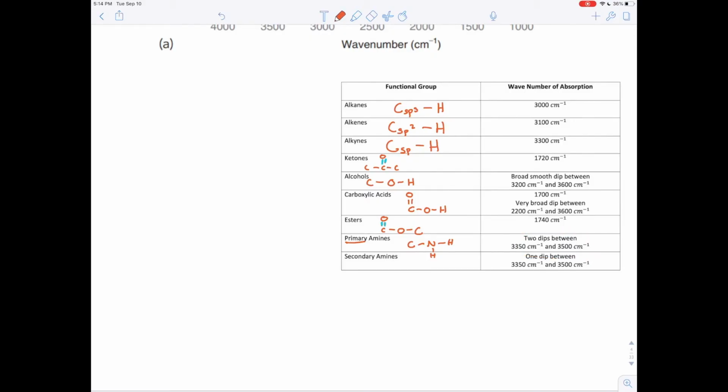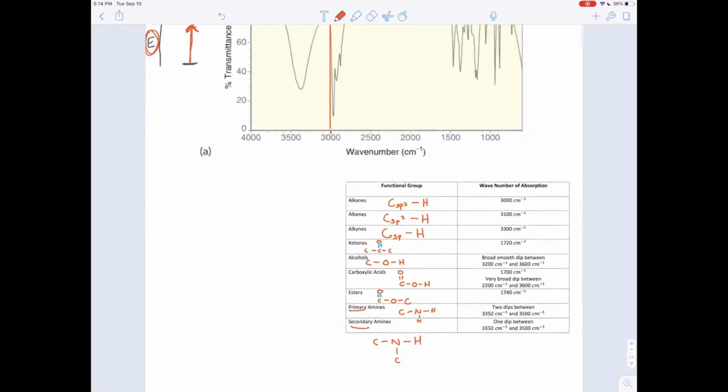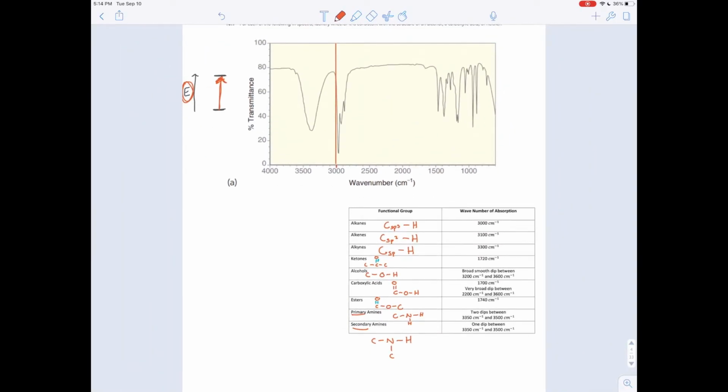And last but not least, for secondary amines, it's still an amine, so nitrogen with all single bonds around it, but here now it's secondary. That means you have two carbons. And so the last one, you only have one hydrogen, and that's why you only have one dip in the structure here. So we're going to use this to identify different shadows.